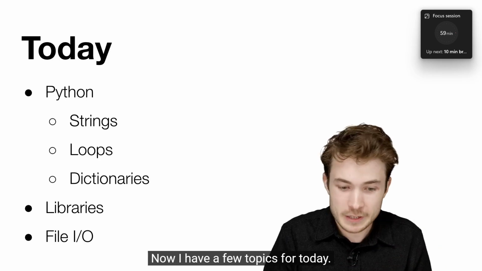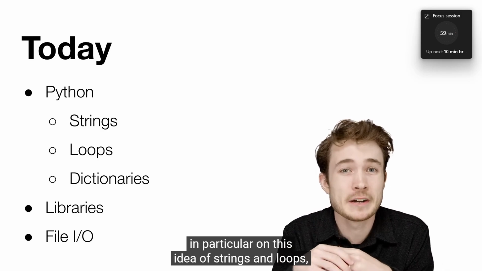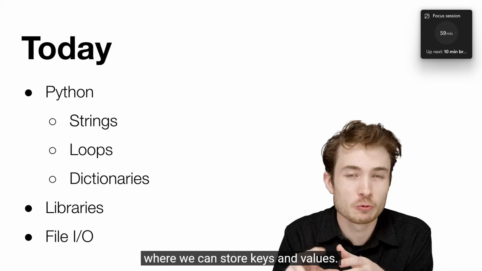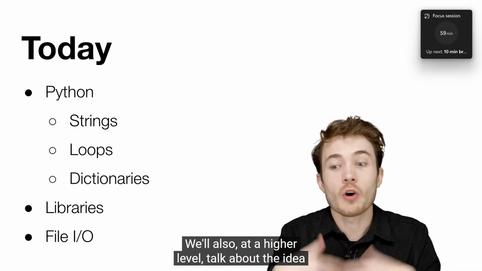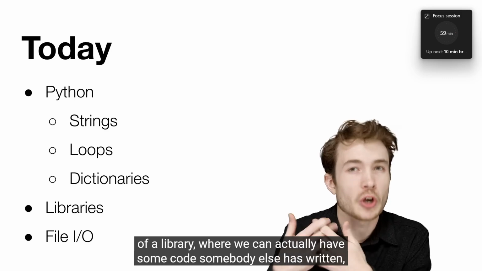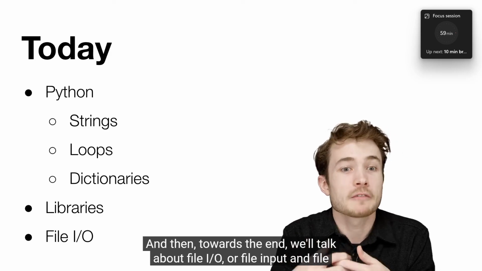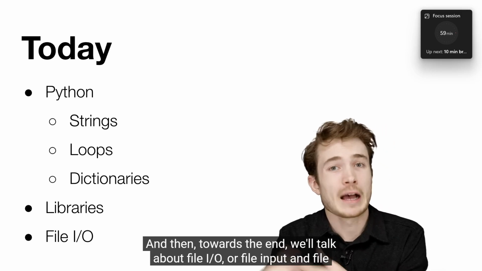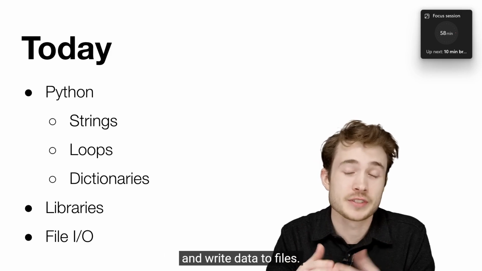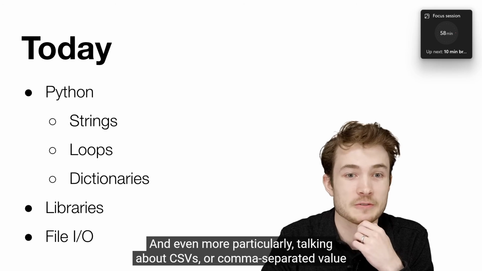Now, I have a few topics for today. We'll talk about Python generally, but focus in particular on this idea of strings and loops and this new type, if you will, called a dictionary, where we can store keys and values. We'll also, at a higher level, talk about the idea of a library, where we can have some code somebody else has written, including that in our own Python code. And then towards the end, we'll talk about file I/O, or file input and file output. In particular, how we can read data from files and write data to files, and even more particularly talking about CSVs, or comma-separated value files.